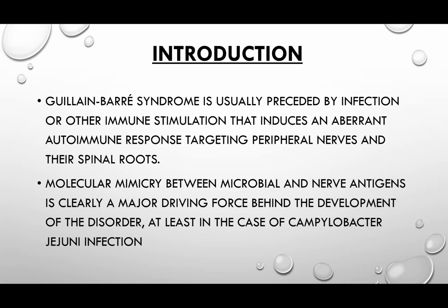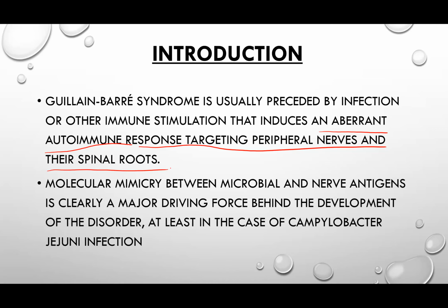The important point here that they are saying, and that we have to learn, is that there is what is called an aberrant autoimmune response, autoimmunity targeting the peripheral nerve and the spinal roots. There is an aberrant autoimmune response triggered by an infection. Which is the target for this autoimmune response? Not the joints, not the skin, not the heart, but the peripheral nerves and the spinal roots.